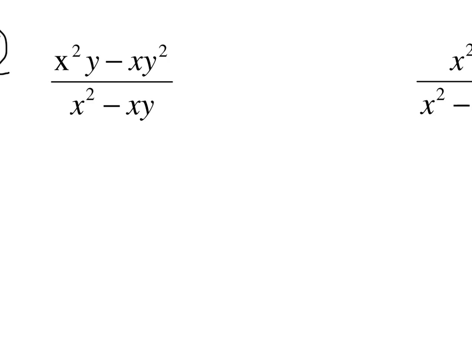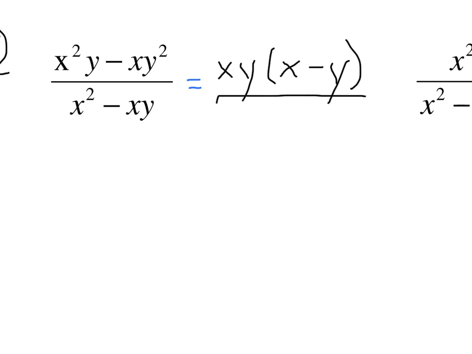So, let's factor this. Look at the numerator. I think that there is a common factor there. I see an x in both terms. I see a y in both terms. The smallest exponent that x is raised to is the first, and the smallest exponent that y is raised to is the first. So if we factor that out, what do we put in the parentheses so that we get x squared y minus xy squared? We need an x. That'll get us x squared minus. We need a y.